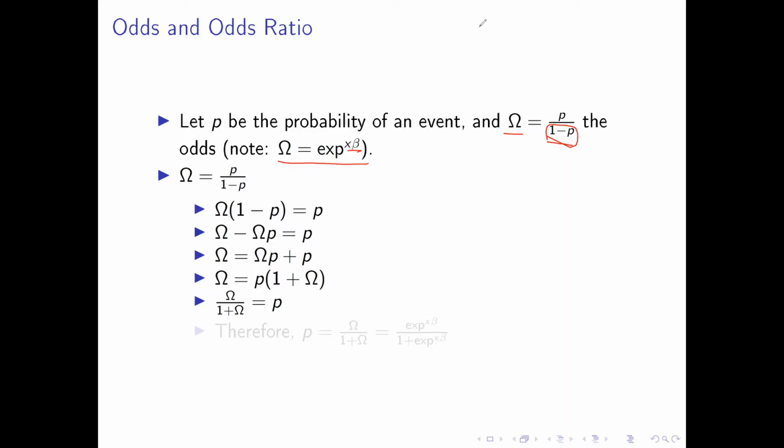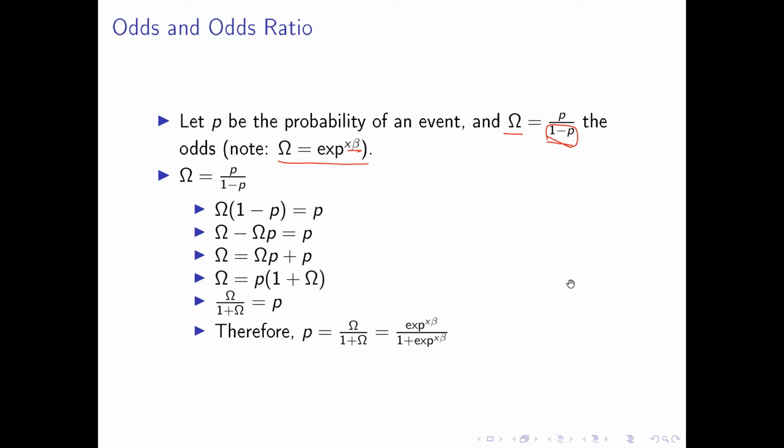Then what is the probability equal to? Well, we just derived that the probability is equal to odds over 1 plus the odds. And because the odds is equal to the natural exponential function raised to the power of x beta, then P is equal to what? Well, the exponential function raised to the power of x beta over 1 plus the natural exponential function raised to x beta.